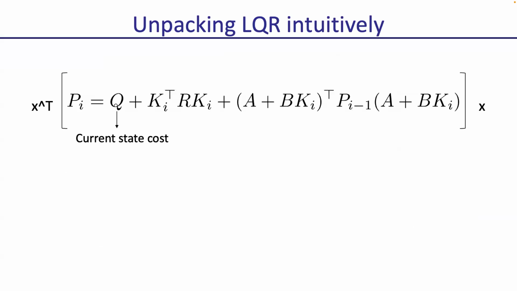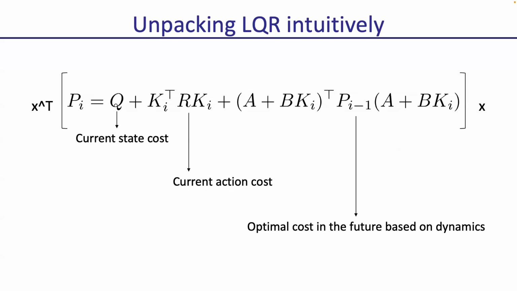So in some ways, you can think of the quadratic term as a mix of your current state cost, your current action cost, and then your optimal cost in the future, right? And so the K lets you trade off how much you care about the future versus the present.